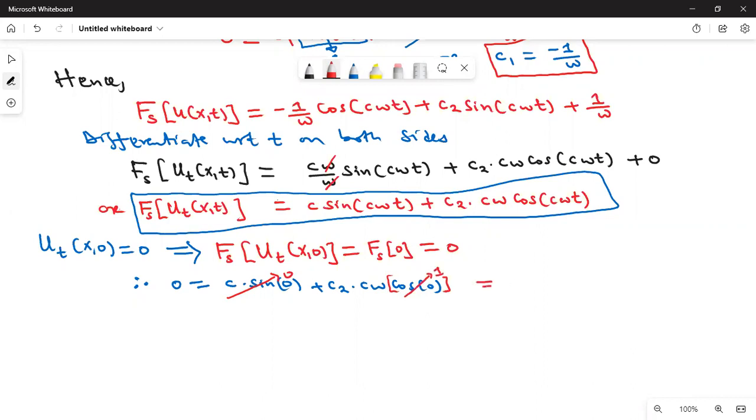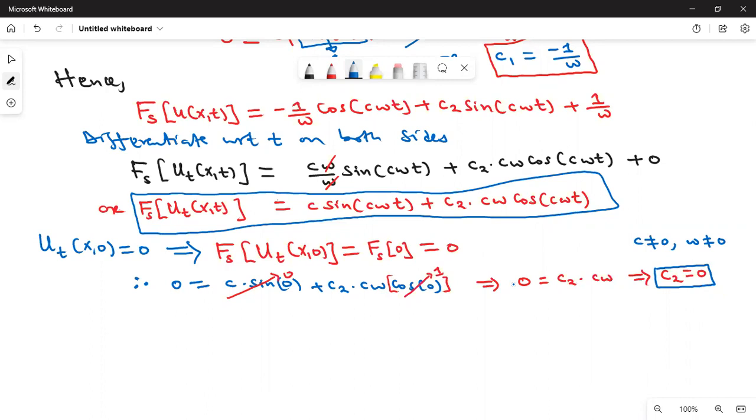So what do we have? Is that 0 on the left-hand side is equal to C2 times C omega. When I divide by C omega, I'm going to get C2 is equal to 0. Because C is not equal to 0, omega is also not equal to 0. So it is C2 that is equal to 0. So remember, C is not equal to 0. Omega is not equal to 0. So C2 must be equal to 0.